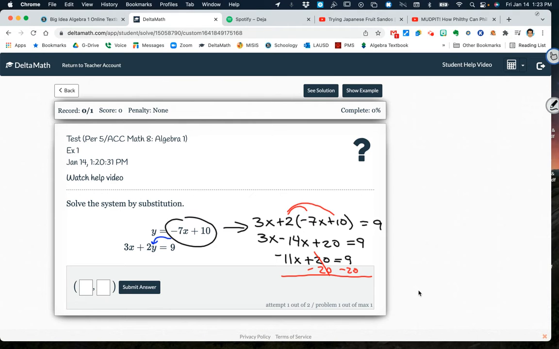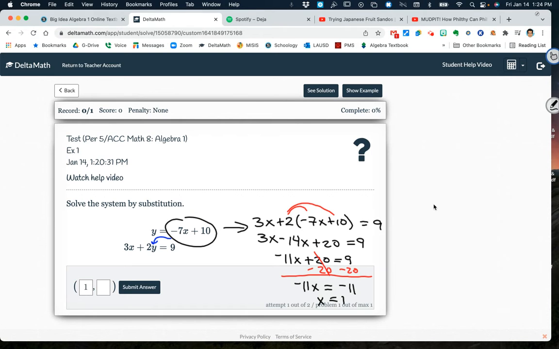Okay, let's get rid of the 20. So what's that going to give us? Negative 11x equals 9 and negative 20. So that's negative 11. So what's going to be the value for x that we want after solving it? 1. Yeah, divide negative 11 on both sides. X is 1. So the x value is 1.